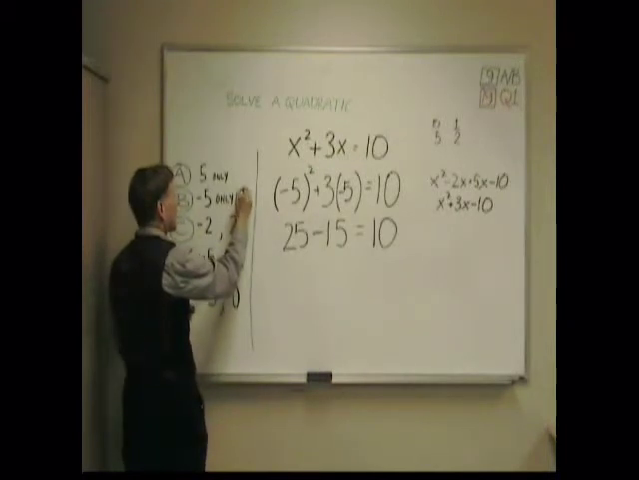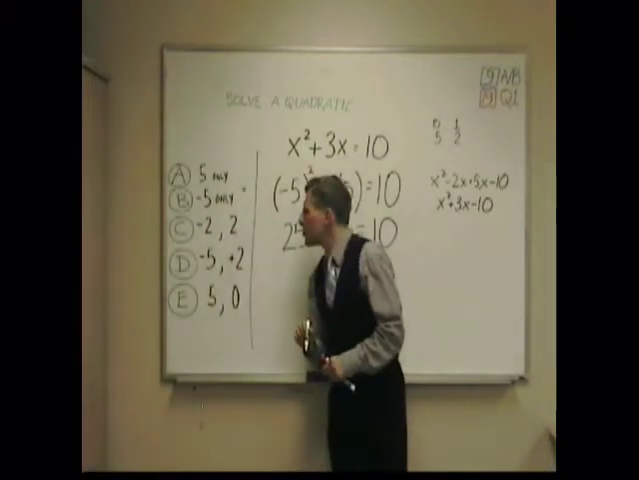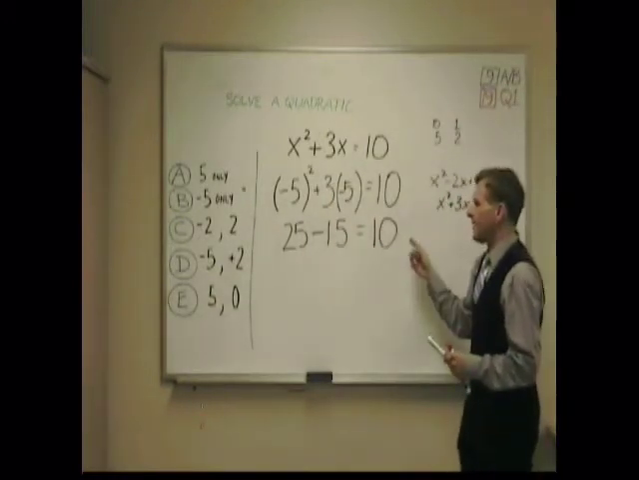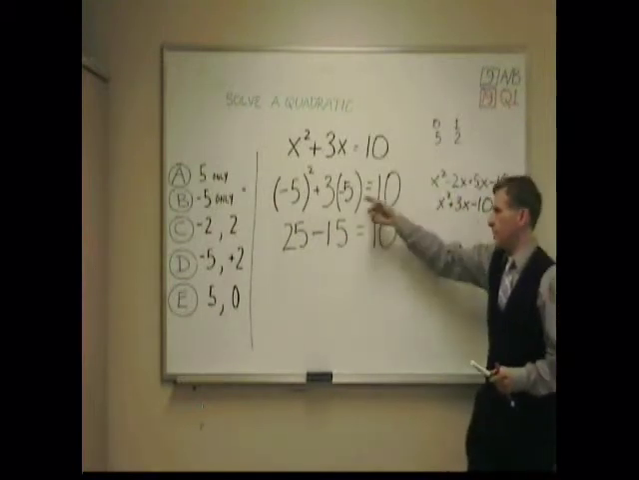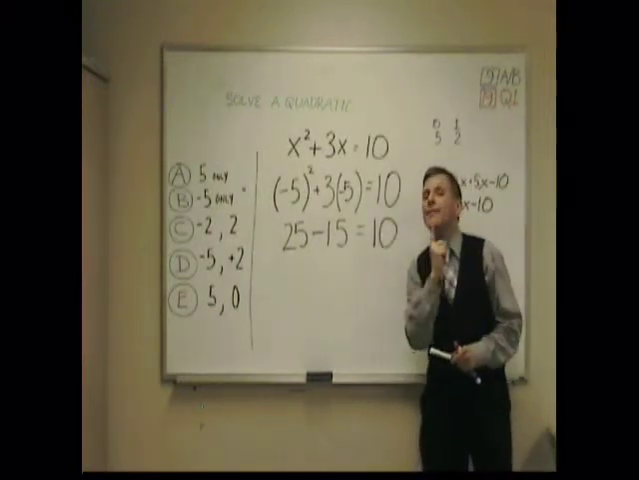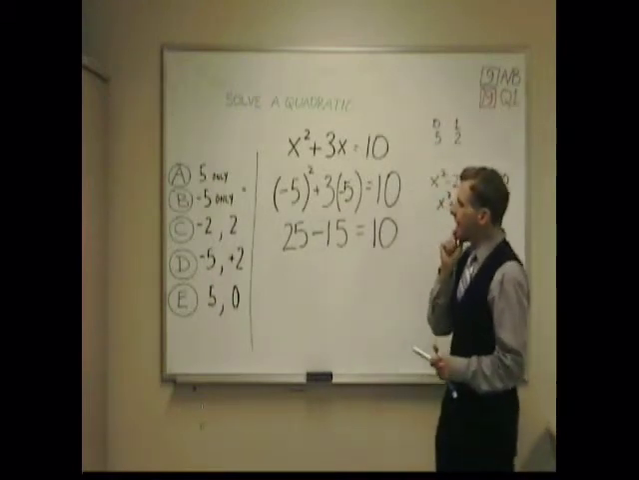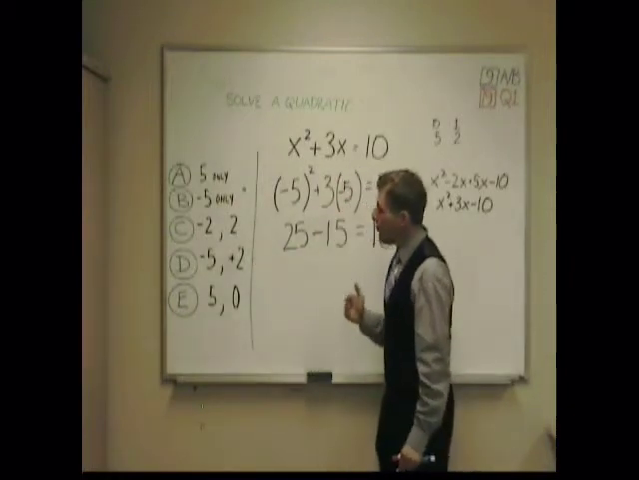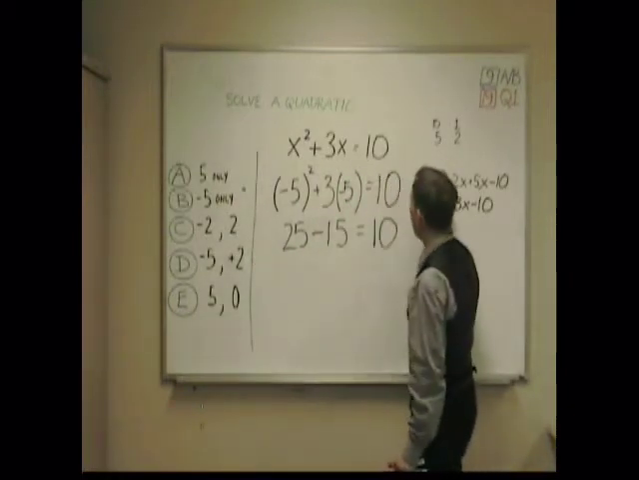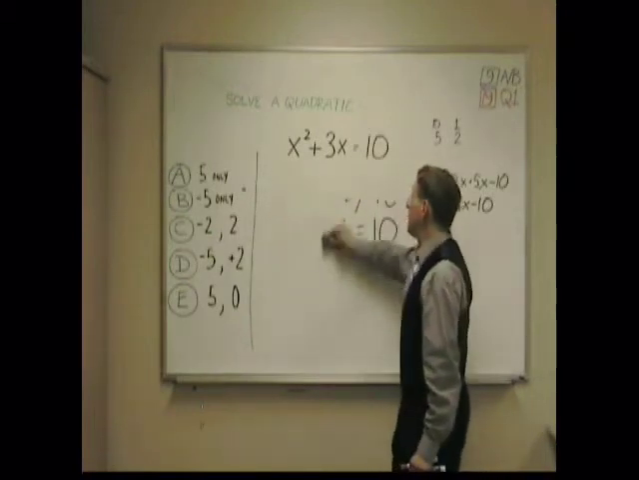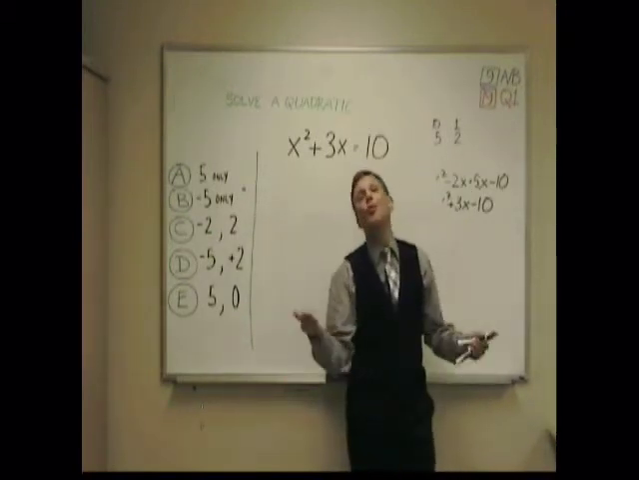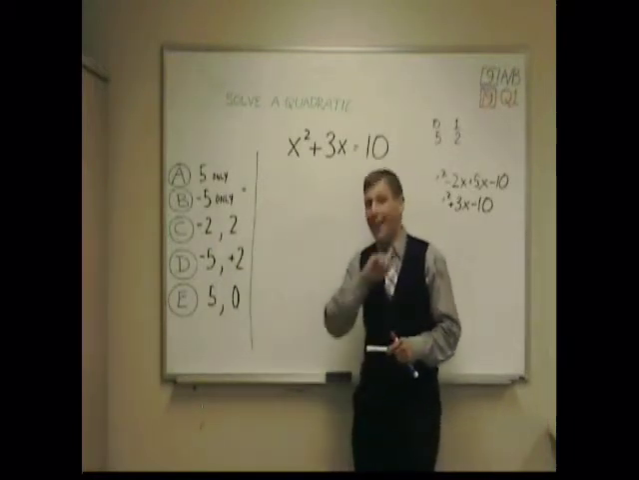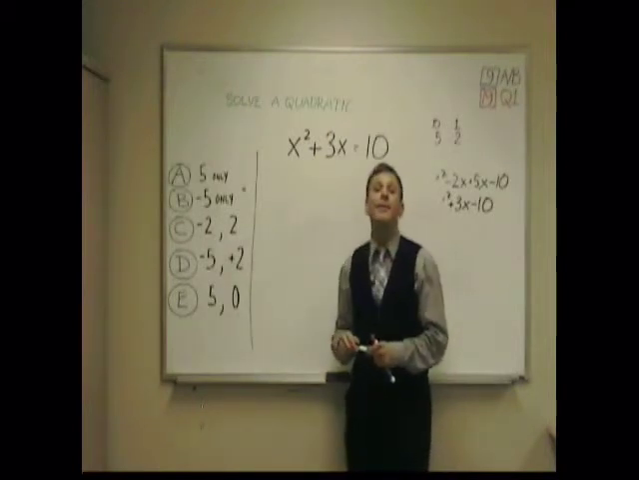-5 works. Now, I don't know if I'll even want to try C, because C doesn't have a -5 in it. And I know -5 works. I proved that. 25 take away 15 is 10 when using -5 as my substitution. Let's look at D. D, I have a -5, and we know that works. And also positive 2. So let me try that. Maybe positive 2 also works, and then there are 2 answers. X equals -5 and X equals positive 2.